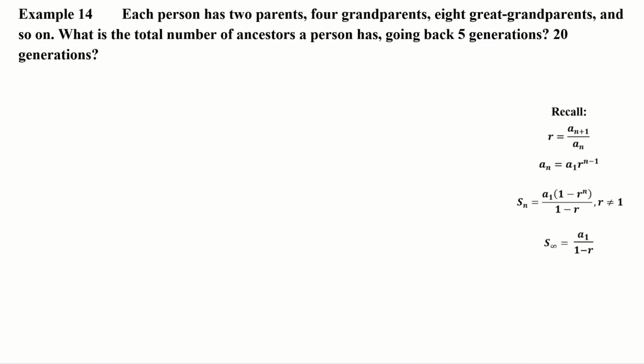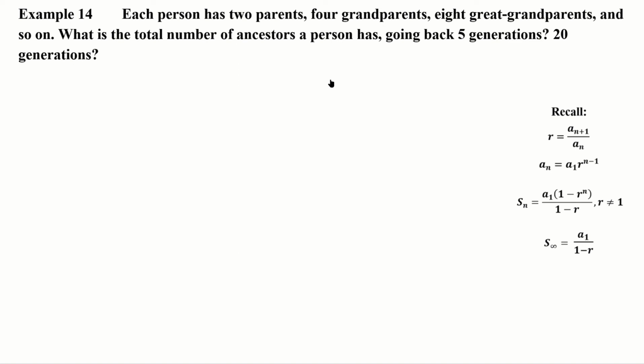All right, here's a fun problem to end our lecture with. Each person has 2 parents, 4 grandparents, 8 great-grandparents, and so on. What is the total number of ancestors a person has going back 5 generations? And then we'll figure it out for 20 generations. You should definitely be able to do this. So go ahead and see if you can do it on your own, and then come back and compare your answer with mine. I'll give you a hint: it's really simple. Okay, so let's take a look.